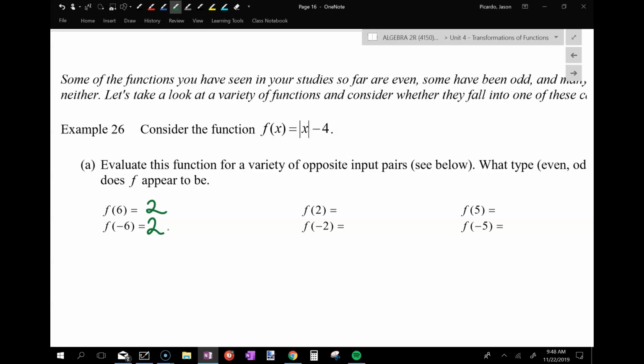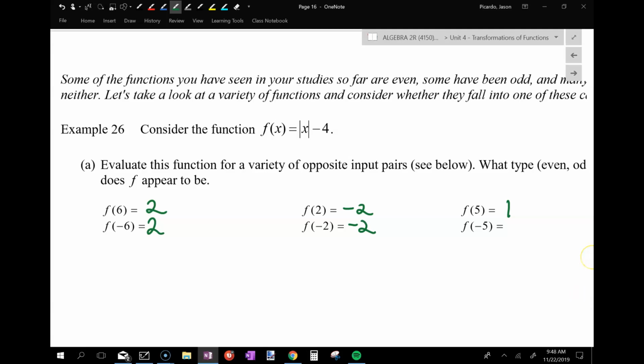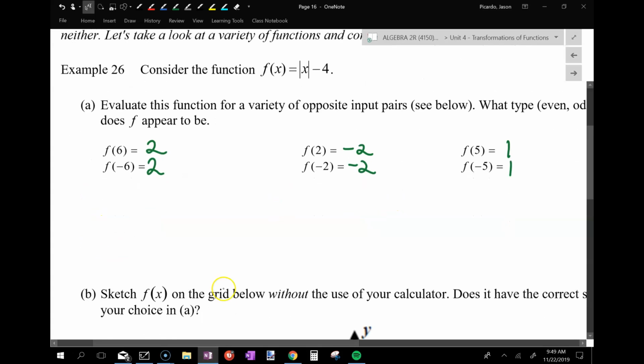Okay? If I plug in 2, absolute value of 2 minus 4 is -2. Again, -2. If I plug in 5, absolute value of 5 minus 4 is 1. The absolute value of -5 is 5 minus 4 is 1. Okay, so the outputs remain consistent. 2 and 2, -2 and -2, 1 and 1. And again, I'm looking at inputting the opposite thing, right? So based on this, this appears to be even. Right? It appears to be even.